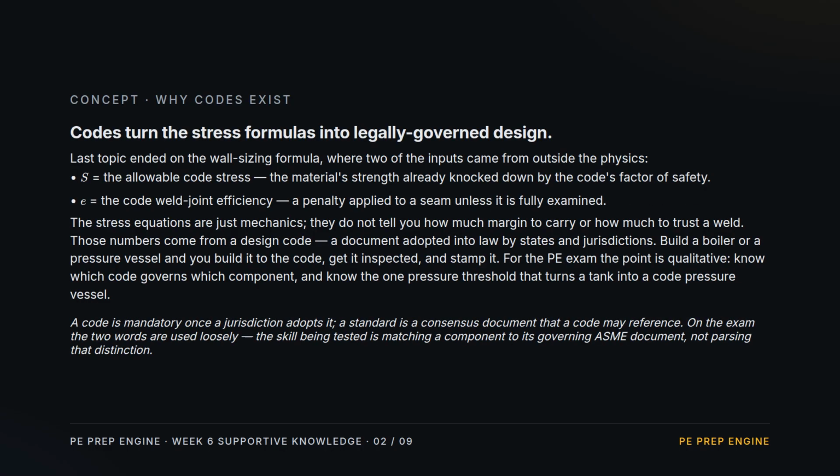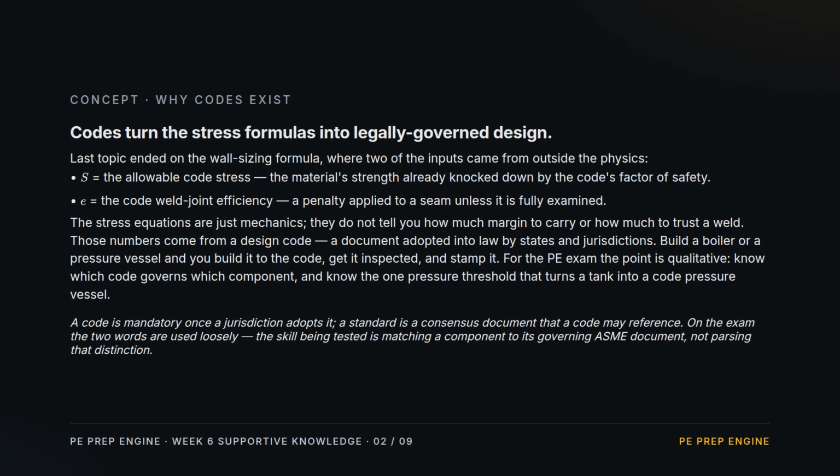Why codes exist. Last topic's wall sizing formula pulled in two numbers from outside the physics. The allowable stress S, which is the material strength already divided by a factor of safety, and the weld joint efficiency E, a penalty on a seam that isn't fully examined. The stress equations are pure mechanics. They never tell you how much margin to carry or how far to trust a weld. A design code does, and states adopt those codes into law.